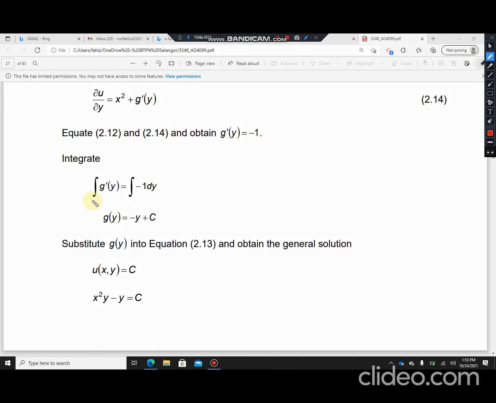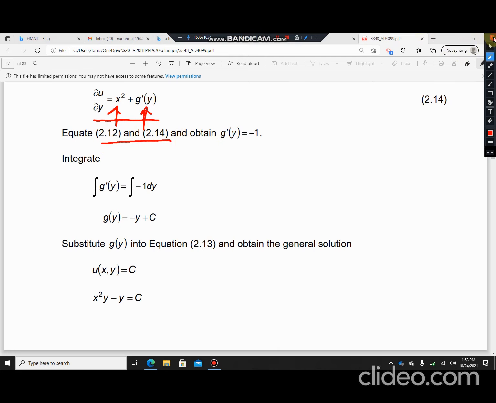Okay, next. So kita akan dapat yang ni: ∂u/∂y equals to x square plus g prime y. Sebab awak dah differentiate tadi y, so dia akan dapat just kat sini x square, yang ni just letakkan g prime y. Okay, so kat sini sebenarnya 2.12 dengan 2.14 obtain g prime y equals to negative 1. Macam mana dapat g prime y equals to negative 1?